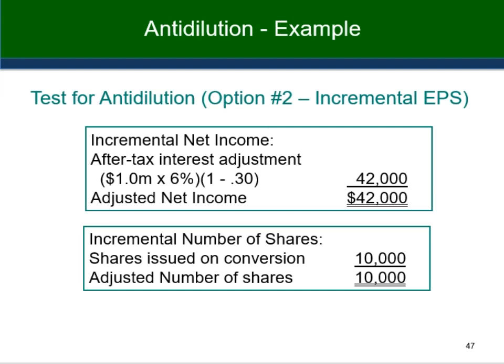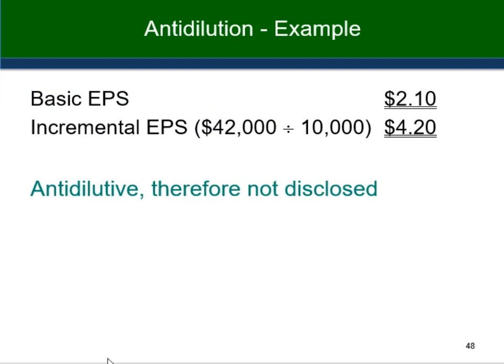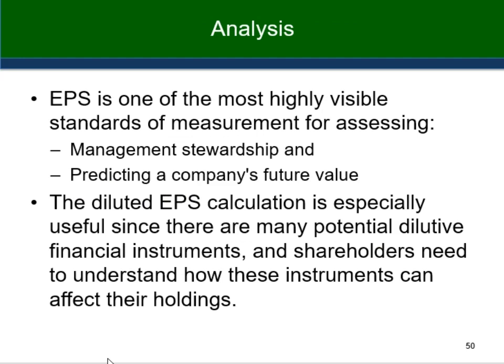So we could also test this way: 42,000 is the amount of additional income. The incremental number of shares is 10,000. So the incremental earnings per share is 42 divided by 10. That's higher than $2.10, so it would not be dilutive. So it's anti-dilutive. If you did this calculation and got $2, then it would be dilutive because it would decrease earnings per share. Here it would increase income more than the compensating number of additional shares, so the net effect would actually be a higher earnings per share if it's anti-dilutive.